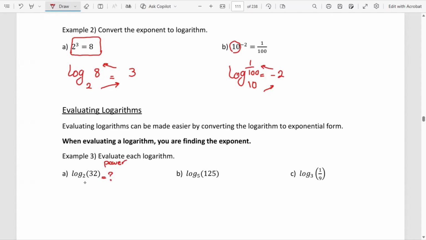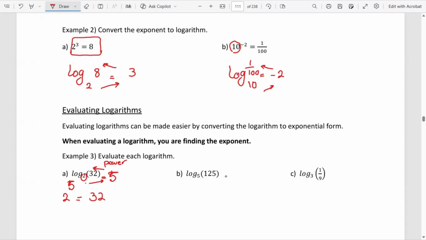And if you convert it to exponential form, start with the base, you say 2 to what power is 32? How many times do you multiply 2 by itself to give you 32? And the answer is 5. So the answer is 5. The log of 32 base 2 is 5.